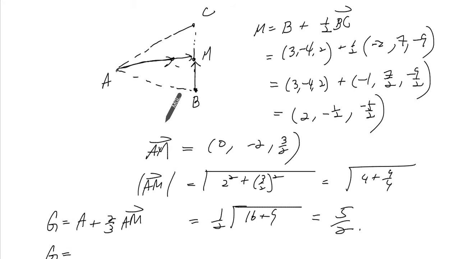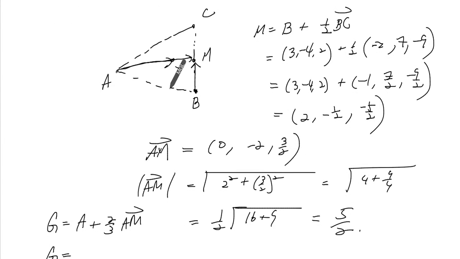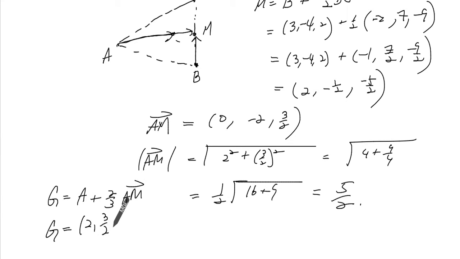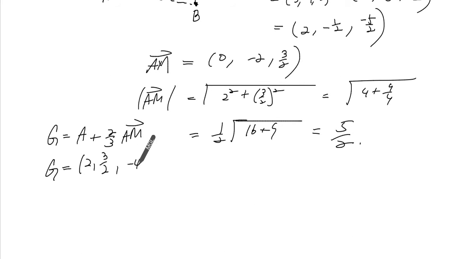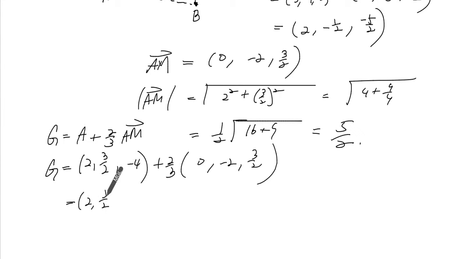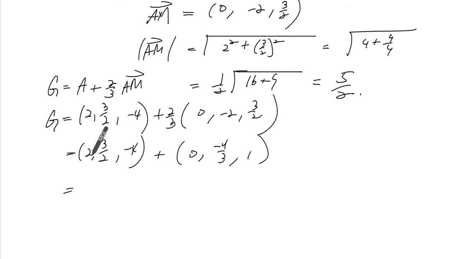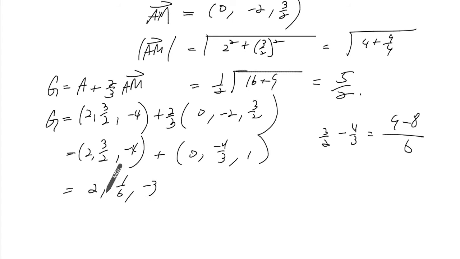So what was A? 2, 3 over 2, 2, 3 over 2, and then -4, yeah. -4 plus 2/3, here's AM. That's it. So it's just a matter of adding these fractions now. So here you get 0, -4 over 3, and this is actually 1. That's nice. So 2 plus 0 is 2. What's 3 over 2 minus 4 over 3? 6, 9 minus 8, that's 1 over 6, and -3. So that's the location of the centroid.